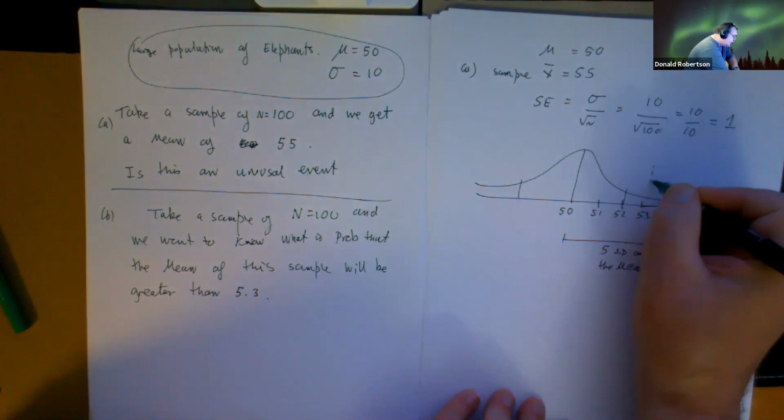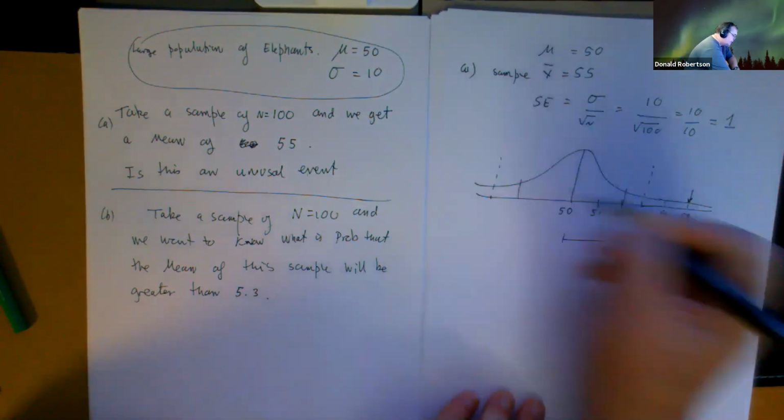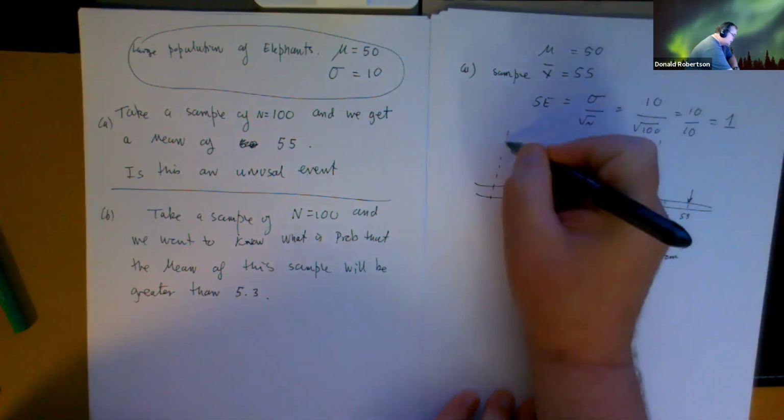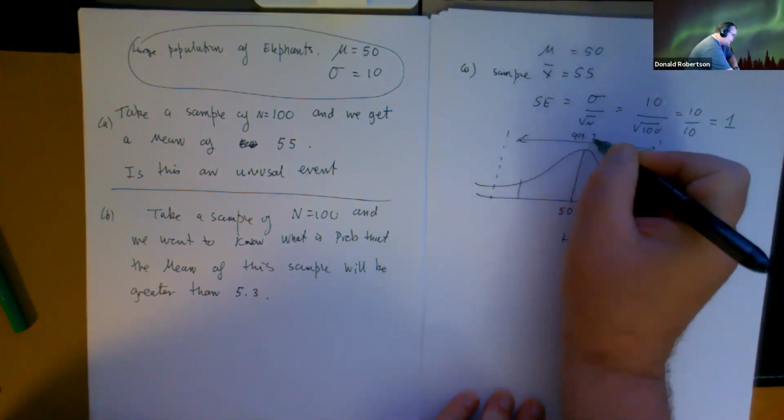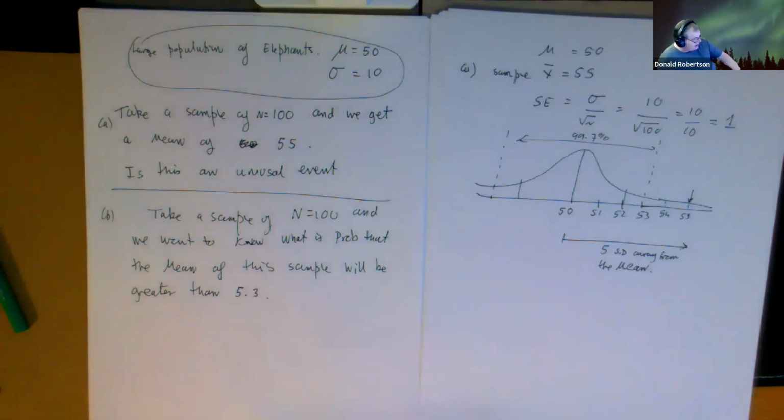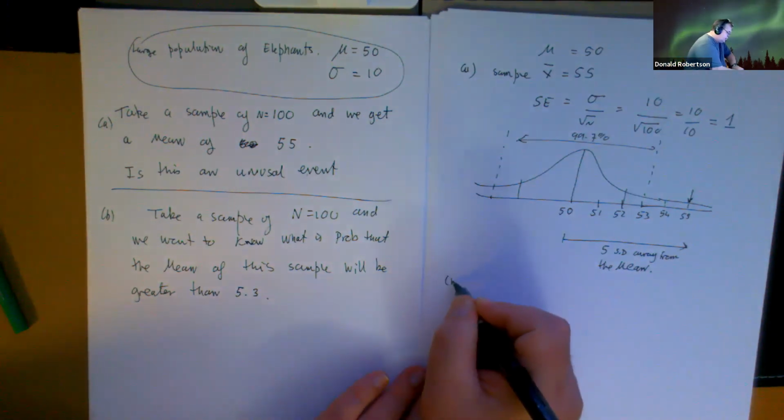If you go 3 standard deviations away from the mean, 99.7% of the data is there. See the guy we've got, he's even further out than that. So that's why the answer to this question would be yes, it is a very unusual event. Part B now.